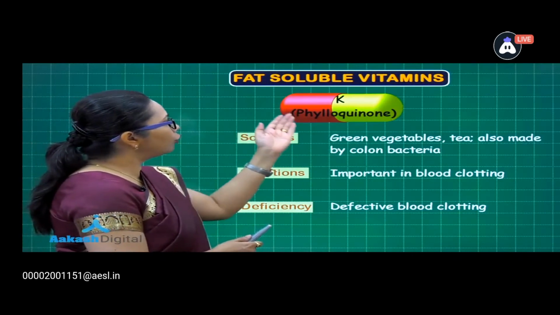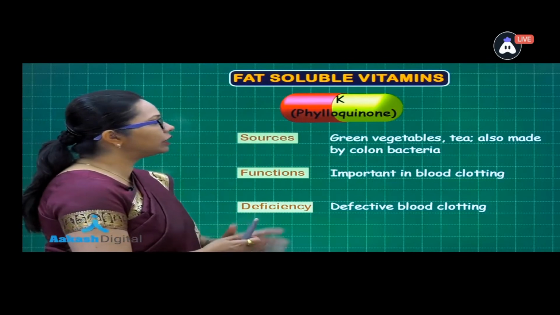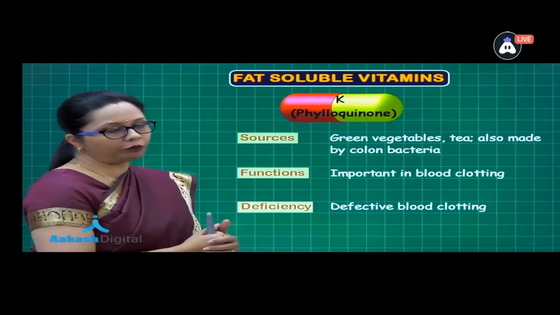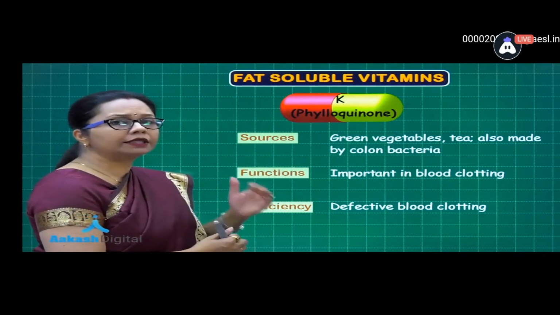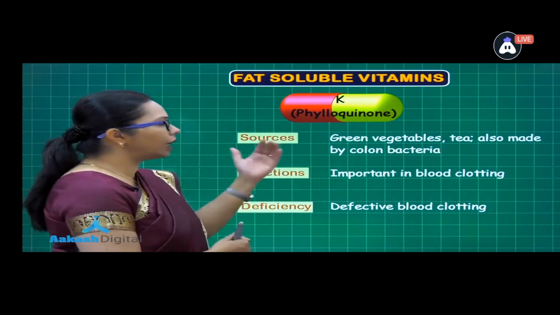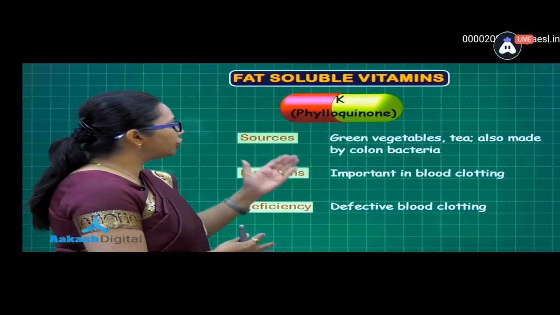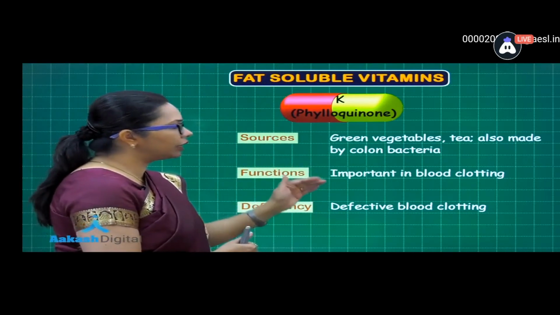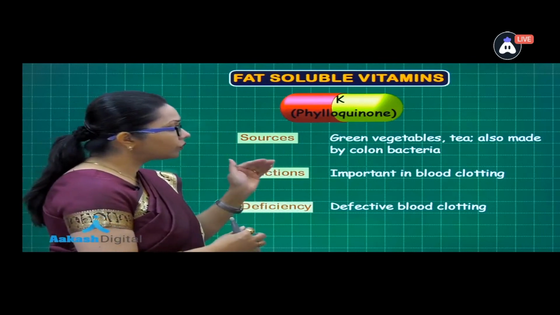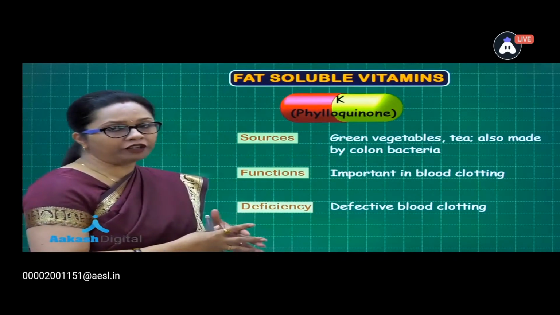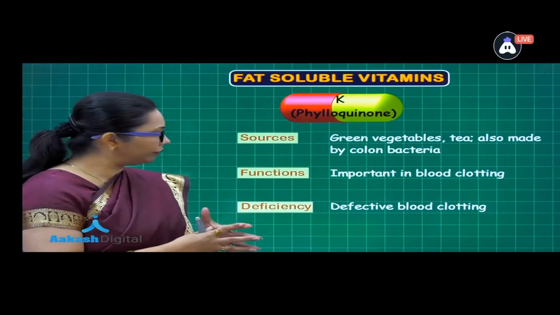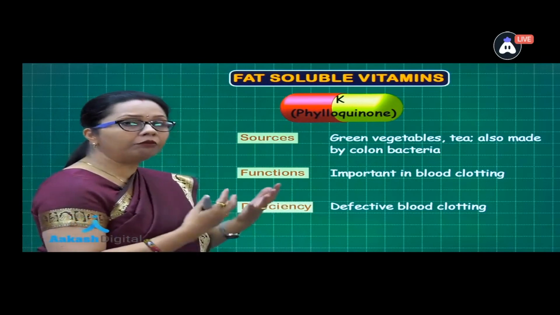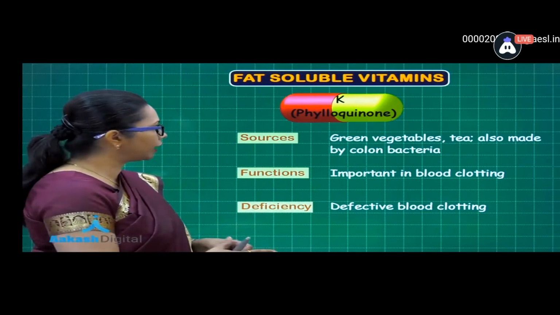Now this one, the word phyllo again comes from leaf, so it is present in all green leafy vegetables, and it is also made by our colon bacteria where it is called naphthoquinone. So it's a slight difference in the structure, but otherwise it has the same function. And it is very important in blood clotting, because only in the presence of vitamin K can prothrombin and a number of other clotting factors be synthesized by our liver. And if there is deficiency, there would be delayed blood clotting. That means there is some defect in the whole process of blood clotting.